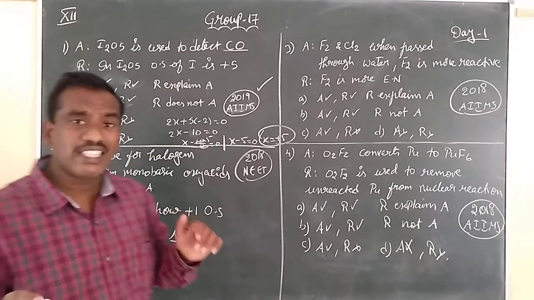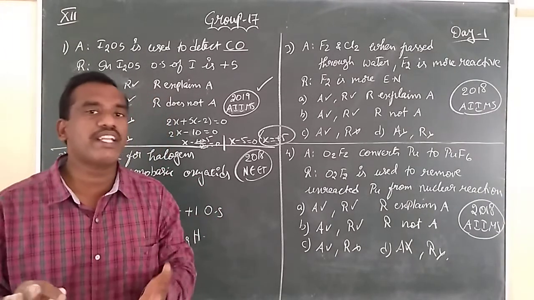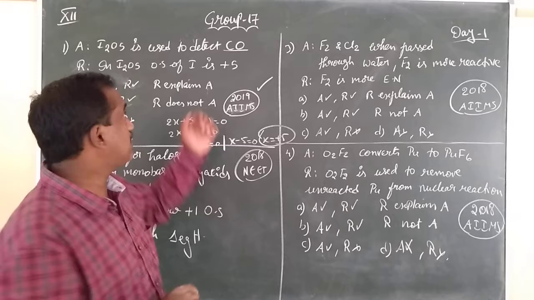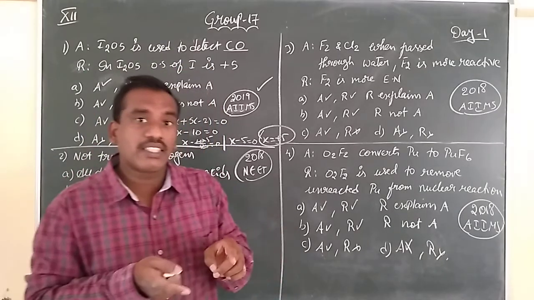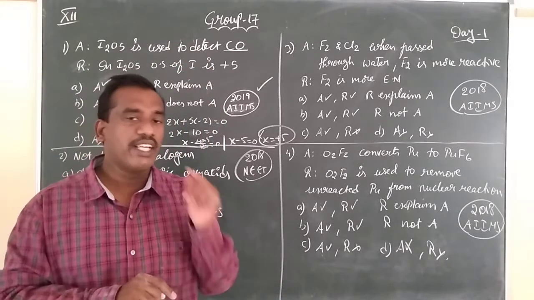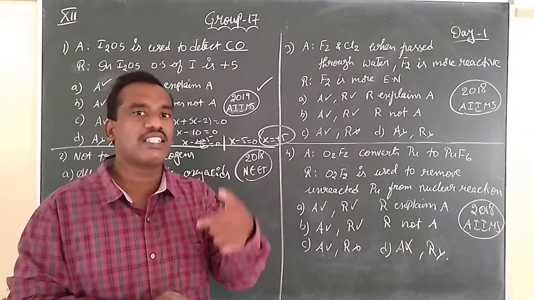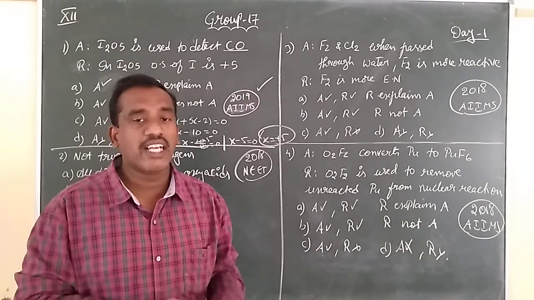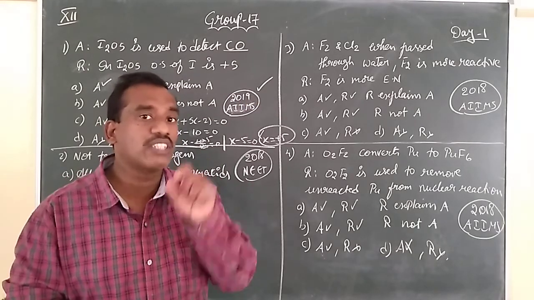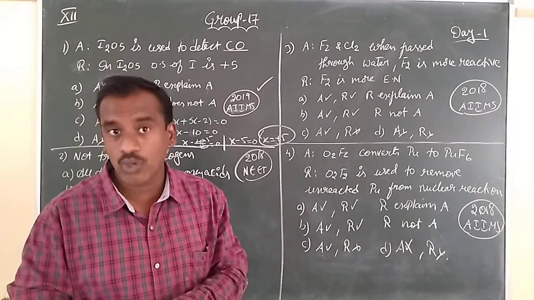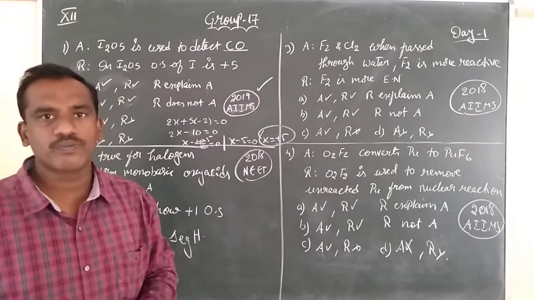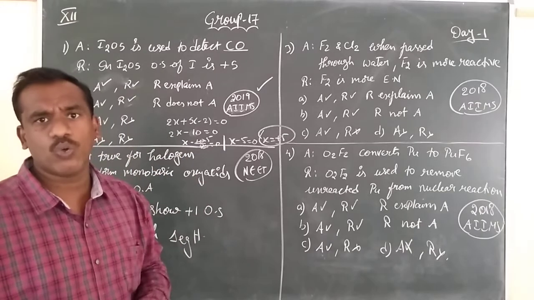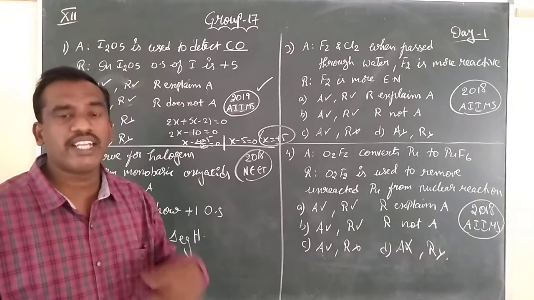The reasoning is correct, but it is not explaining anything regarding the estimation of carbon monoxide. We learned the point that the iodine that is liberated is used in volumetric analysis to estimate back the amount of carbon monoxide reacted. See now what happened? Assertion is true, reasoning is also true, but reasoning is not explaining the assertion.